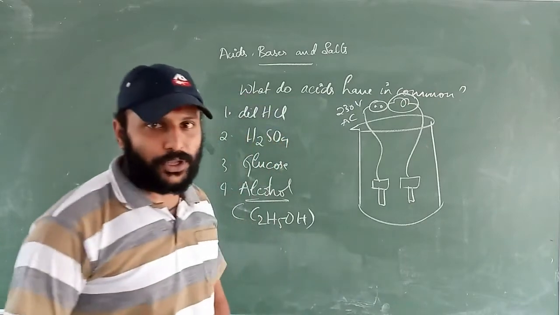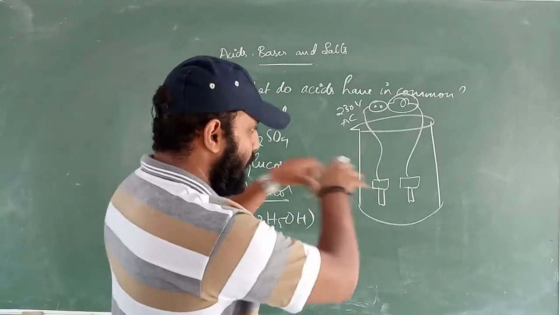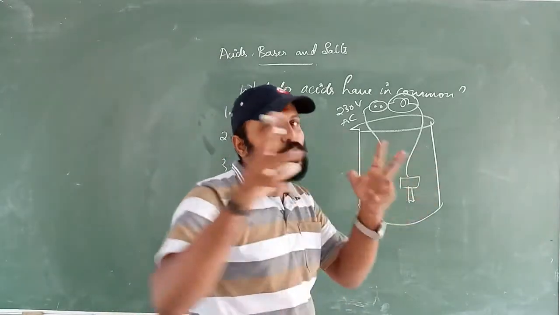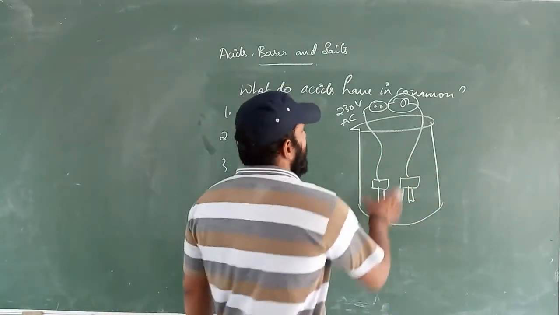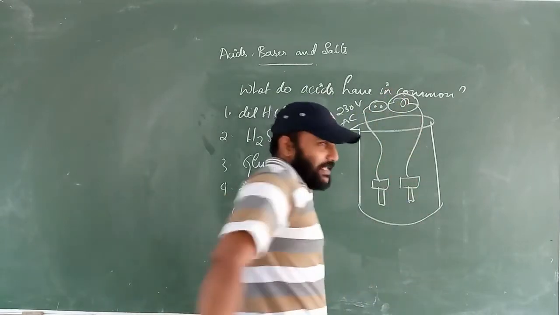Okay, understood up to here. So what have I done? I have taken a beaker. I have inserted two graphite rods. To those graphite rods, I have connected two different colored connecting wires, and these two connecting wires are connected to an AC supply. To it, a bulb is connected.